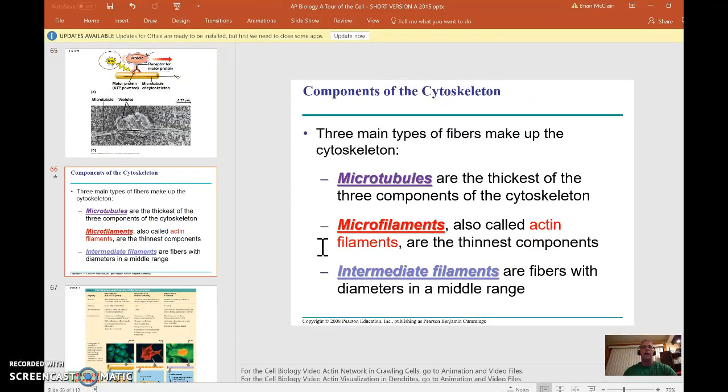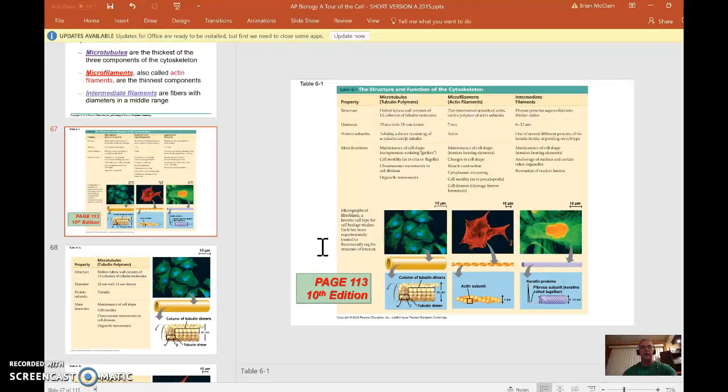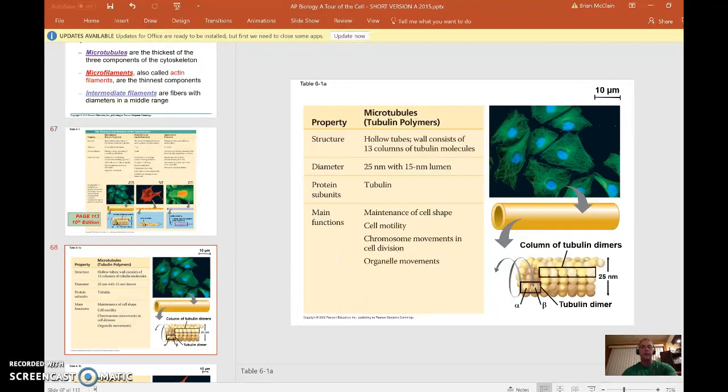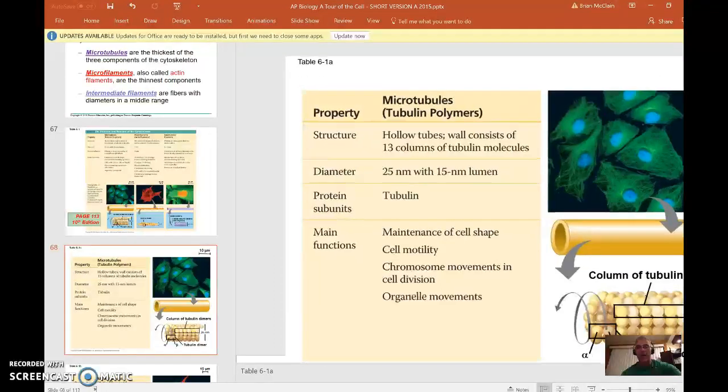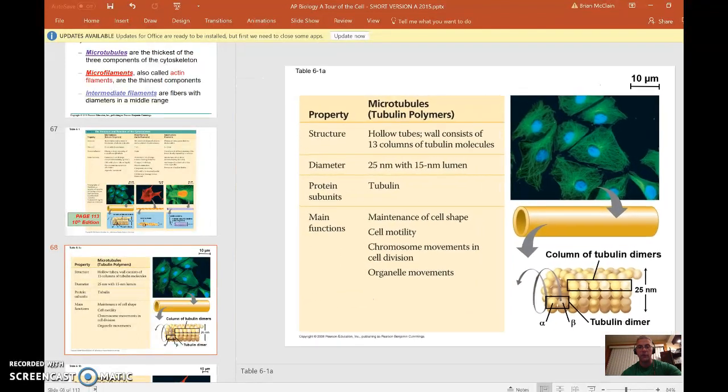So moving us into those three different areas, we talked about the diameter or the thickness of each of those different filaments. I like to look at this particular diagram right here. This is on page 113, and if we zoom in on it, I think it does a good job of highlighting the major characteristics of each of those three areas. So I'm going to revisit that. The first one that we have here is going to focus on the microtubules.